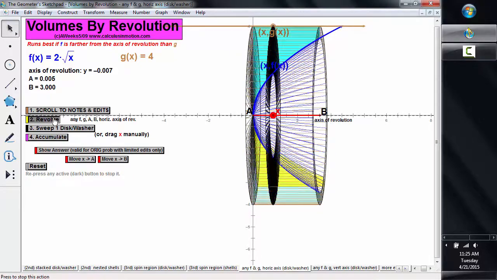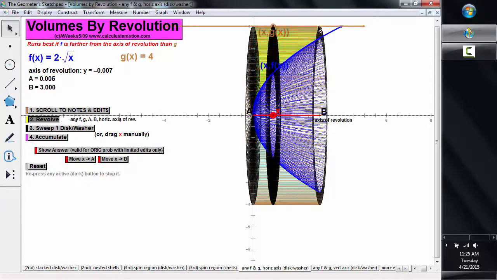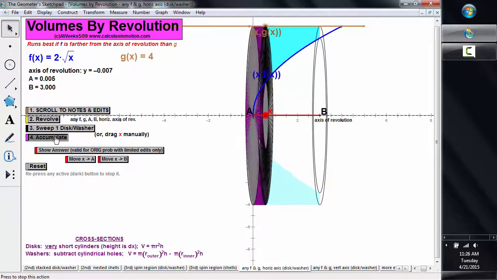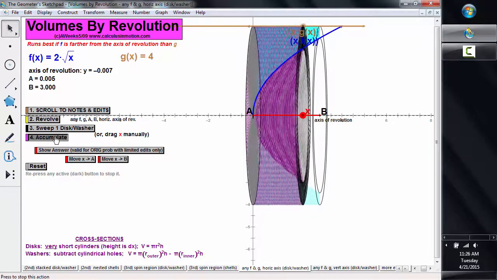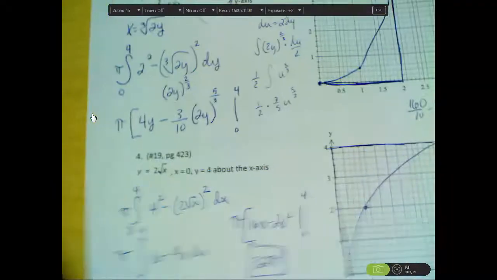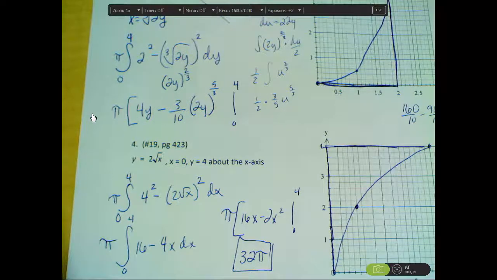So now when we revolve it, again, we're going to have washers because there's going to be a hole in the middle. So you're going to have to do the radius of the outside circle minus the radius of the inside circle. Or in other words, the area of the outside circle minus the area of the inside circle, so that you have this washer with a hole in the middle that gets added up for the total. Number 4, about the x-axis is what we've always done.